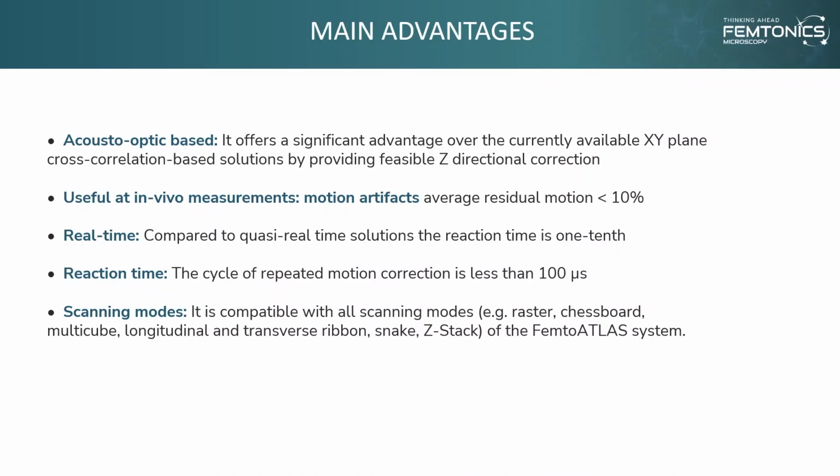It is compatible with all scanning modes, for example, point scan, raster scan, chessboard scan, multi-cube scan, longitudinal and transverse ribbon scan, snake scan, and Z-stack. So, all the scanning modes of the Femto 3D Atlas system.